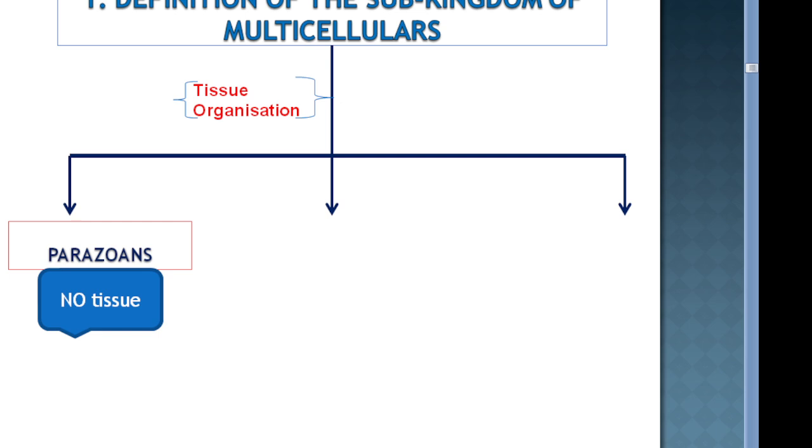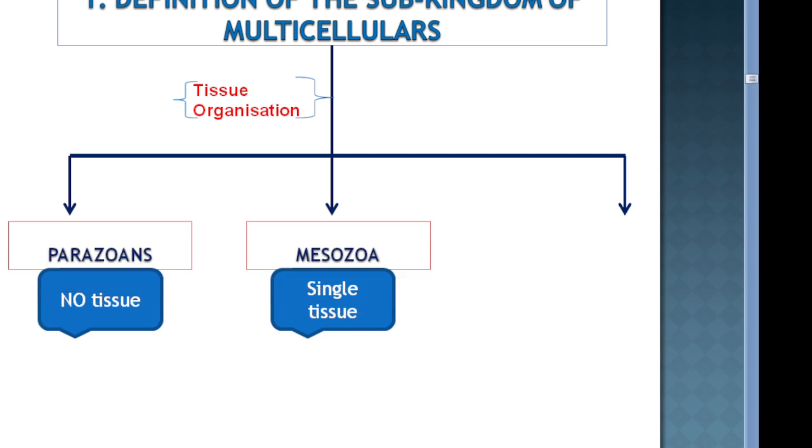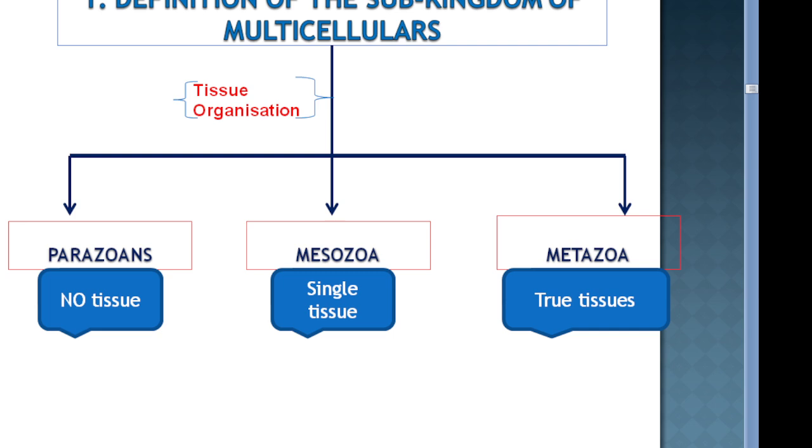Okay, in the first group we will put all the multicellulars that don't have any tissue. Okay, so they are called parazoan, and they are characterized by the absence of the tissue. Okay, and the second group is called mesozoa, and it represents a group that are multicellulars, but they have only one tissue. Okay, and in the third group, we will put all the multicellulars that have true tissues. OK?